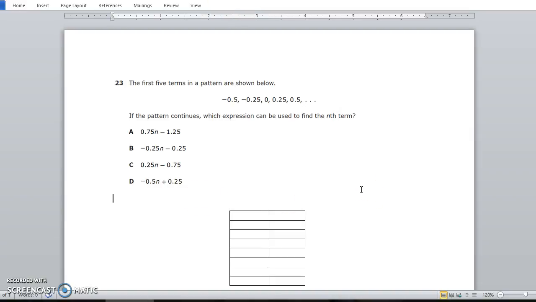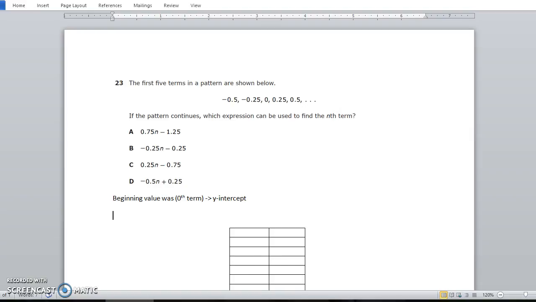Now, when you studied series, you talked about how there are two really important things you needed to have. You needed to figure out what the beginning value was, and we call that the zeroth term. This is very similar to your y-intercept. And you had to figure out the constant difference, which is just how we go from one value to the next. This is essentially your slope.